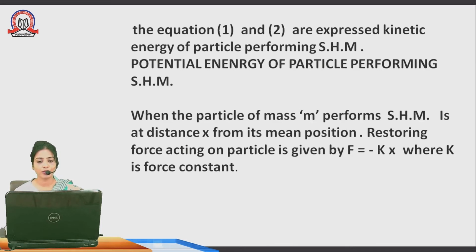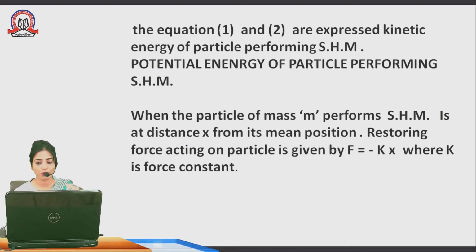Now we are calculating the potential energy of a particle performing simple harmonic motion. When the particle of mass m performing simple harmonic motion is at a distance x from its mean position, the restoring force acting on the particle is given by F equals minus kx, where k is the force constant and x is the displacement. Dear students, in the last lectures we discussed that when F is directly proportional to x and we remove the proportionality sign, then we write a constant term, that is minus k, and minus k is what?